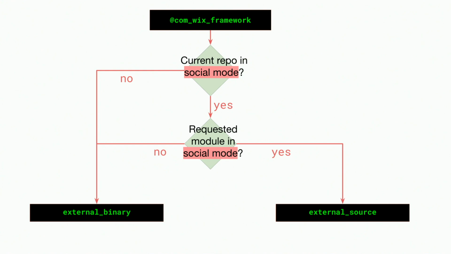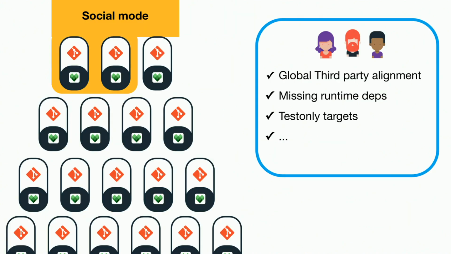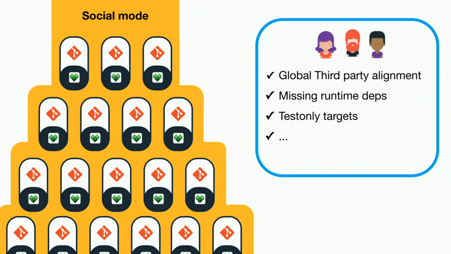Only if the answers for both of those questions were yes, we loaded the external source dependency. Otherwise, we kept using the snapshot dependency. And then, with a very small team, like 3 developers that worked for 3 months, we were able to onboard repo by repo to the social mode, to the virtual monorepo.